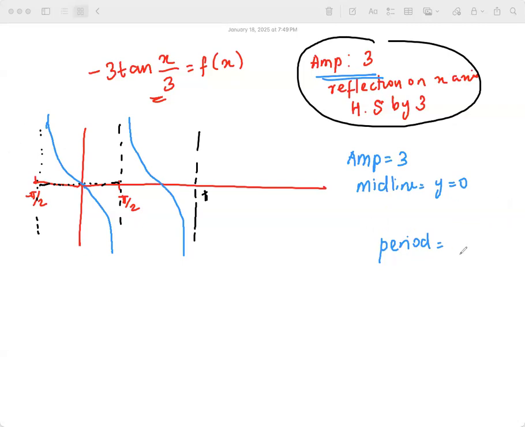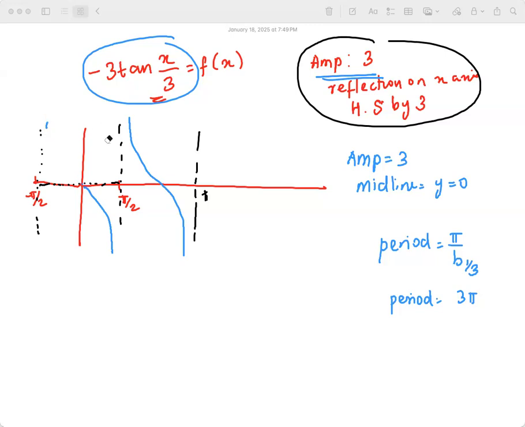Period is pi by b, right? Usually for sine and cos graphs, it's 2 pi by b. Here, for a transformed tan graph, it's pi by b because tan graphs have a period of pi. So what is the value of b? 1/3. If b is 1/3, what will be the period? 3 pi. So everything shifts a little bit. Did you see that? The period is 3 pi. So what happens to the graph if the period is 3 pi? What is half of it?